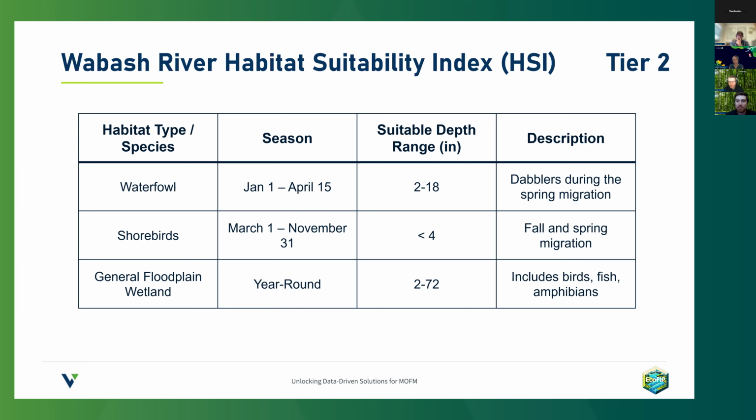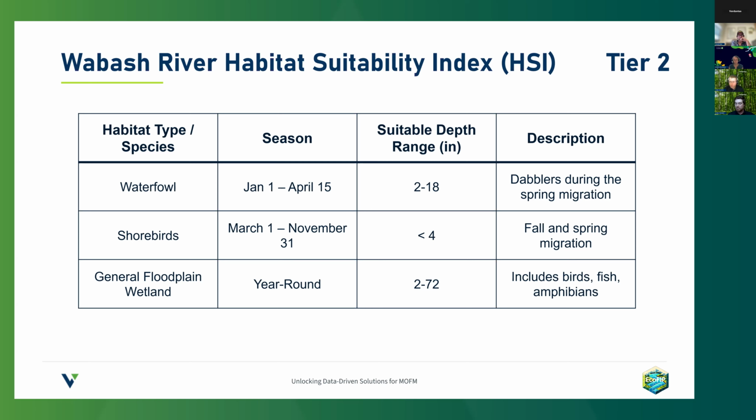On the Wabash, we use waterfowl, shorebirds, and a general floodplain wetland as the 3 metrics for habitat suitability. These can vary depending on which ecoregion you're working in. If you're working on the West Coast and are primarily concerned with salmonids and rearing habitat, you would have a different set of suitability criteria than we would here in the Midwest.